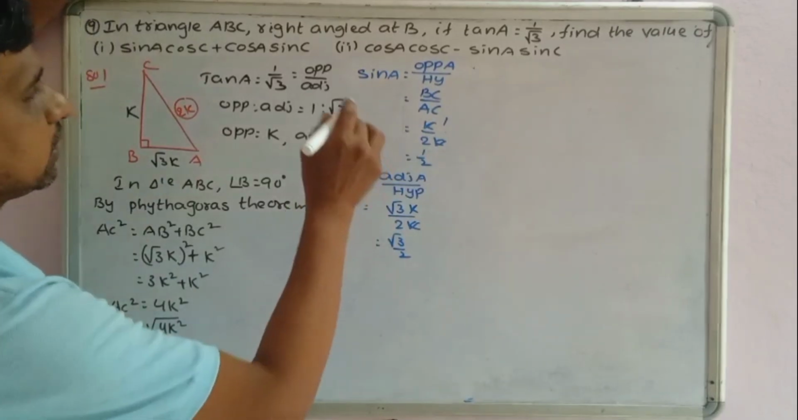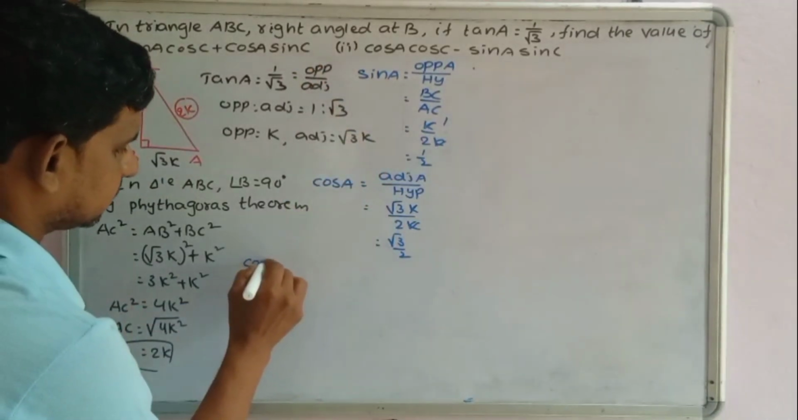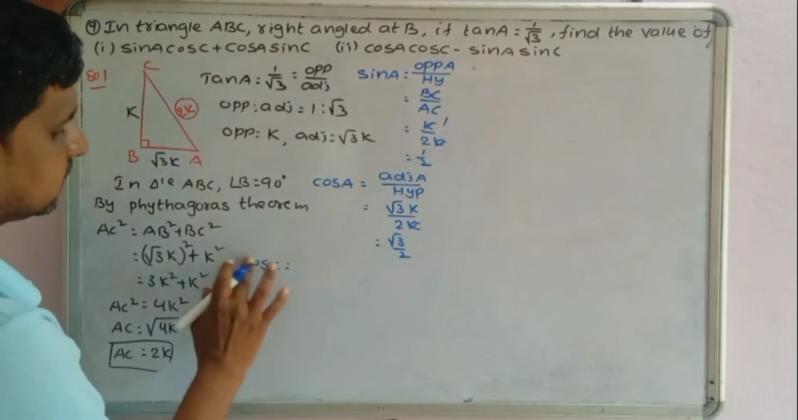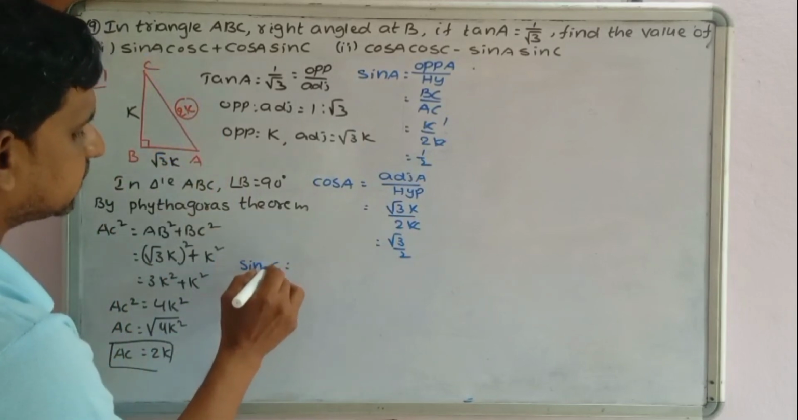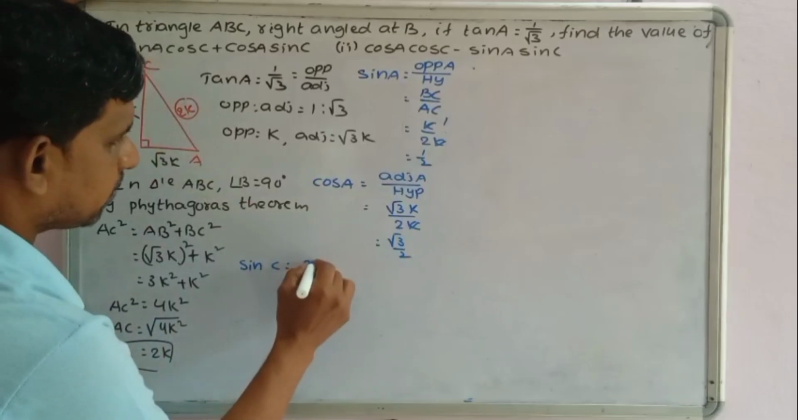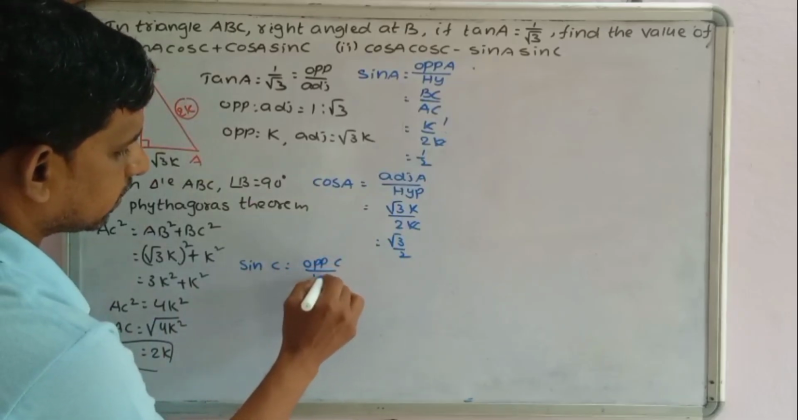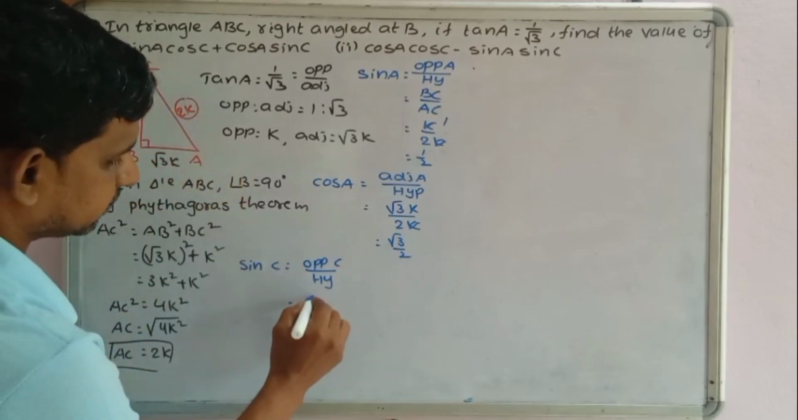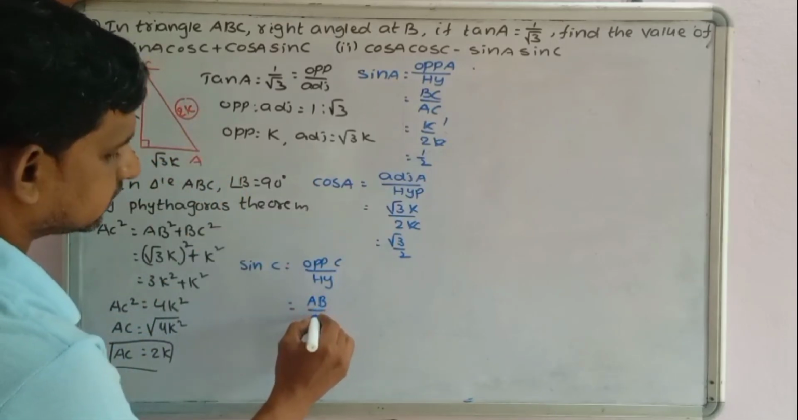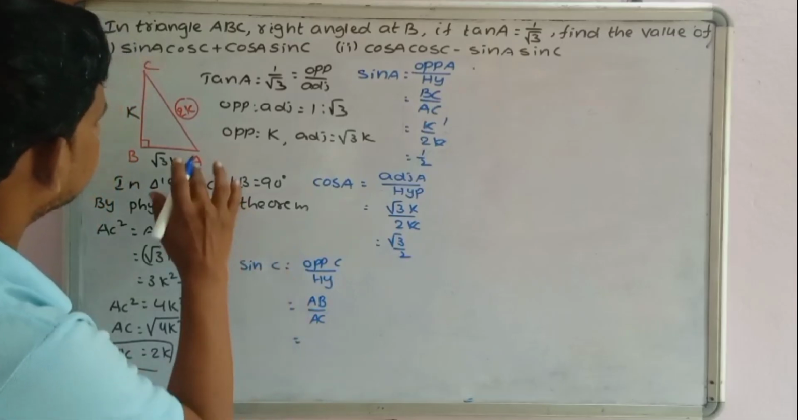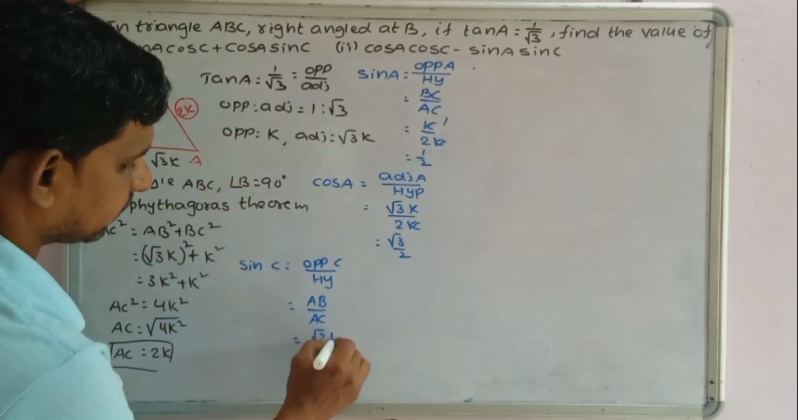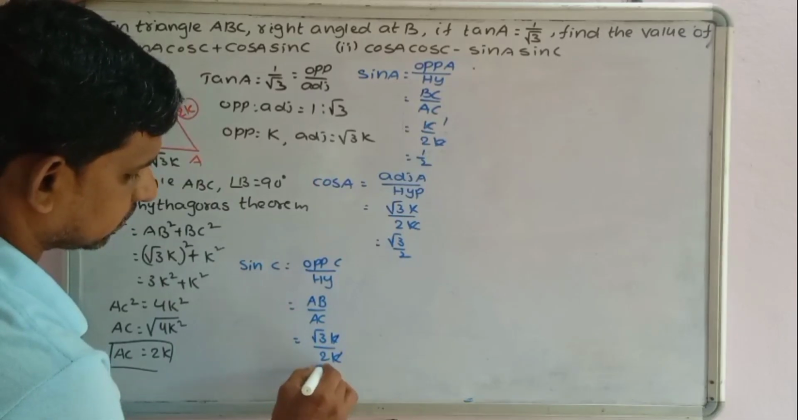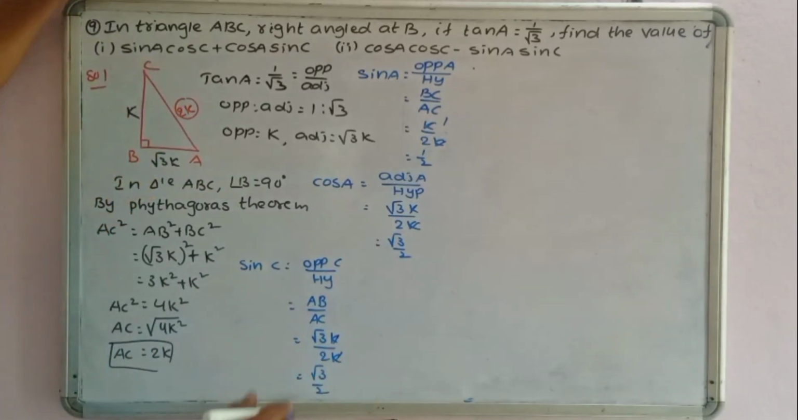See next one. Next, cos C. Cos C means what? Side opposite to C. Sorry, sin C. Take sin C. Sin C means side opposite to C, that means opposite C by hypotenuse. Opposite to C how much? AB. Hypotenuse is AC. So AB value root 3 times k, AC value 2k. So k gets cancelled. Root 3 by 2. Next, cos C.